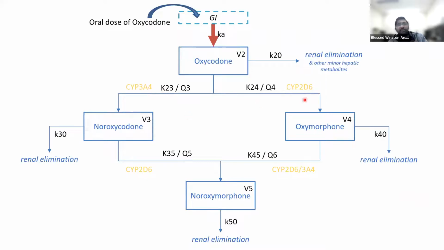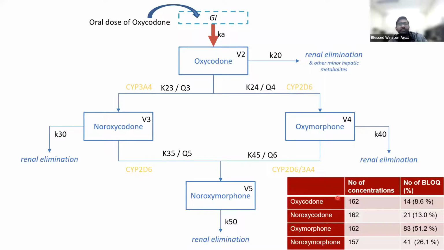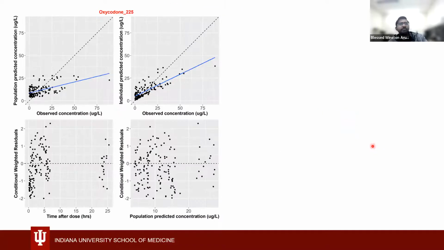And CYP3A4 and CYP2D6 are the enzymes in different combinations which metabolize this. And one of the issues we had with this was a lot of BLOQs, below the level of quantification. And this is something we should have dealt with before the study was started, but we did not expect such low concentrations. And that was a big issue finally, especially with the oxymorphone. We couldn't get a good relationship with the covariates at that point because the concentrations of oxymorphone were very low.